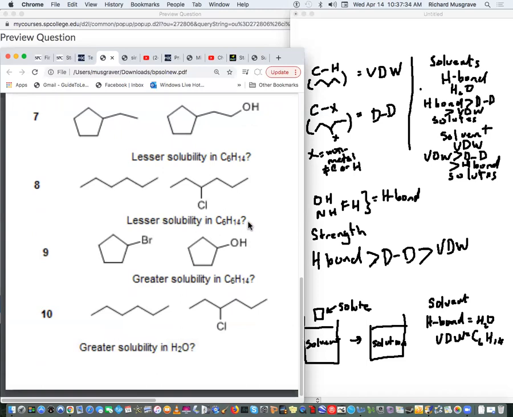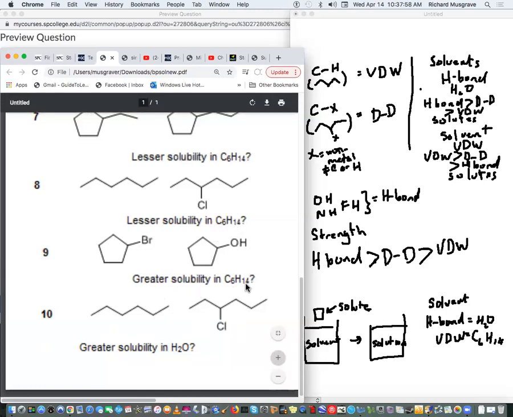Number 8, lesser solubility in C6H14. Actually, if you look, this is actually C6H14. You expect C6H14 to be soluble in itself, but you don't have to worry about that. But this is Van der Waal. This one is dipole dipole. The one that will be least soluble will be the dipole dipole. Again, C6H14 is a Van der Waal solvent.